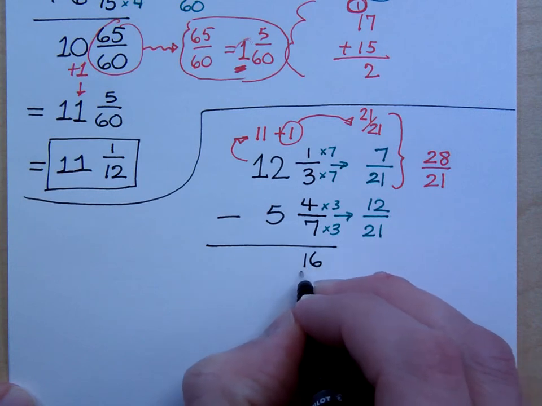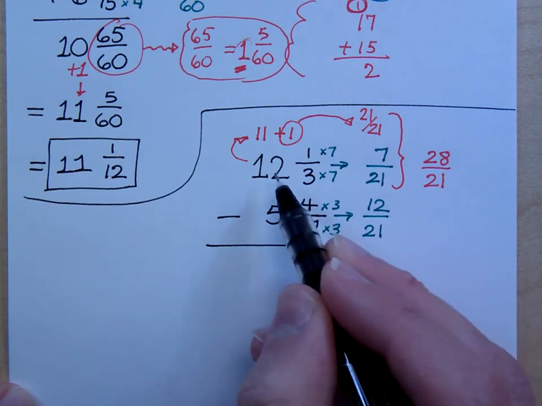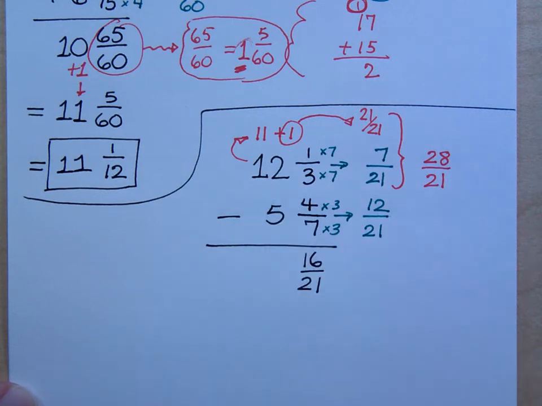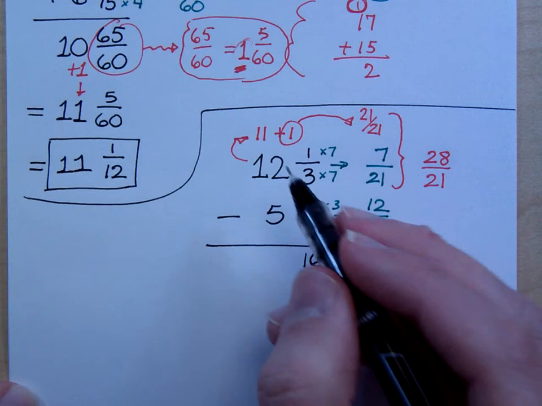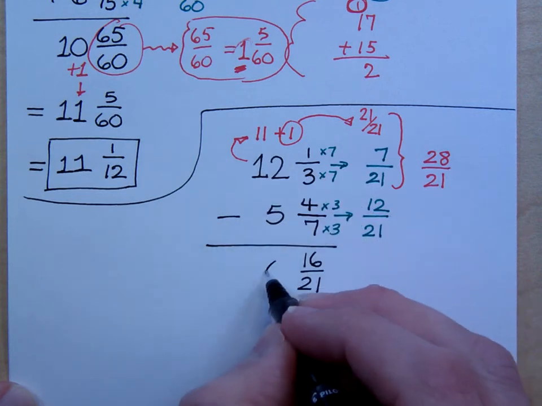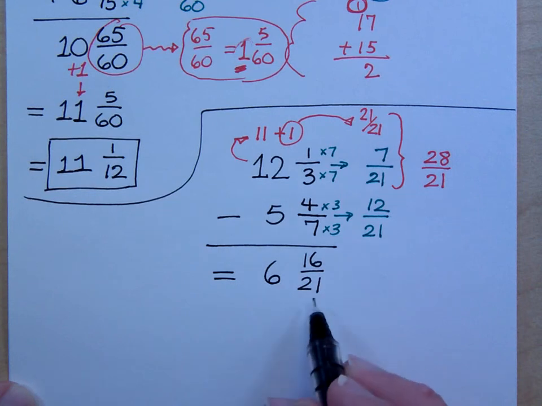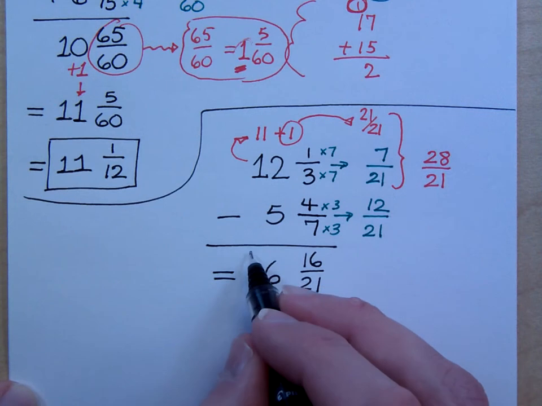That's 16 over 21. But do I have 12 minus 5 anymore? No, because I had to borrow 1 from the 12 whole units. So that's 11 minus 5, which gives me 6. Is this guy in lowest terms? I mean, you can't do anything with 16 and 21, can you? So these guys are going to stay just the way they are.